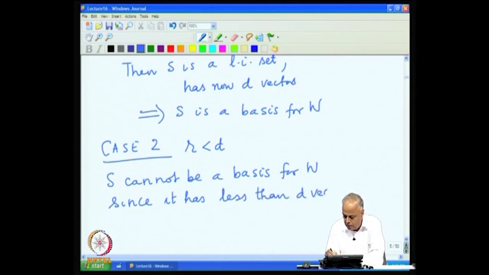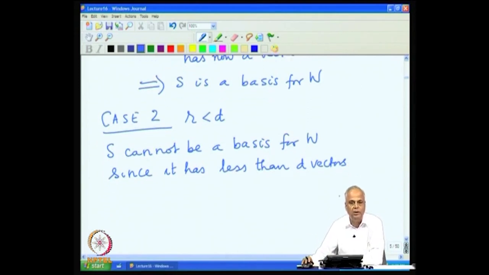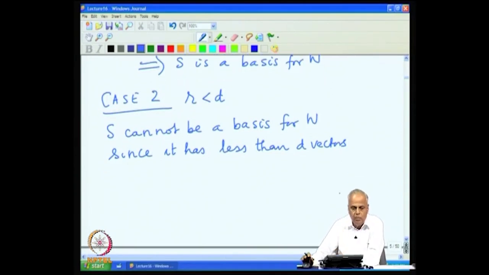To form a basis, we need exactly D vectors, because the dimension is D and any basis must contain D vectors. So, S cannot be a basis. Why did it fail to be a basis then? To be a basis, a set has to be linearly independent and span the space. We have already assumed it is linearly independent. So, the only way S can fail to be a basis is for not spanning W.